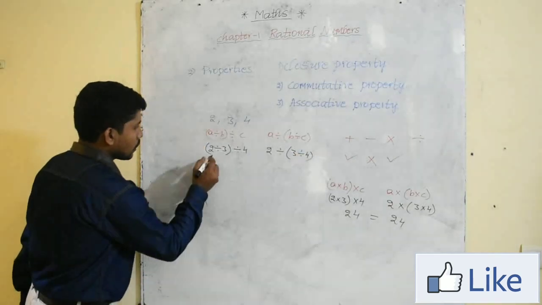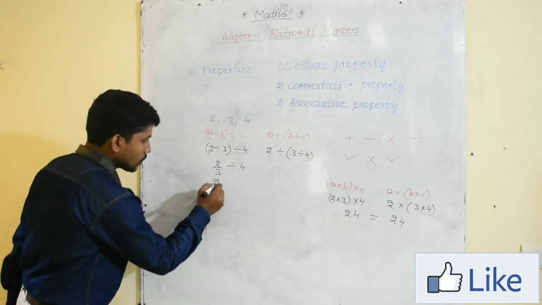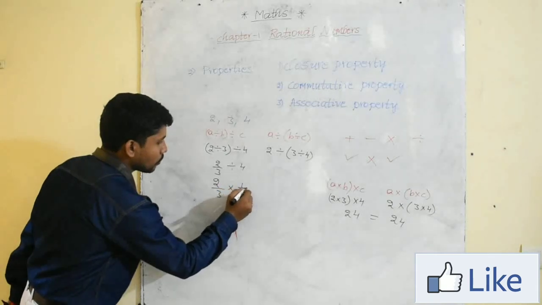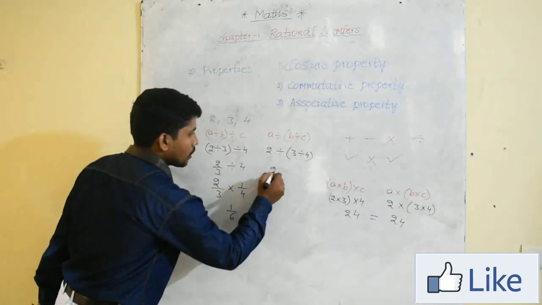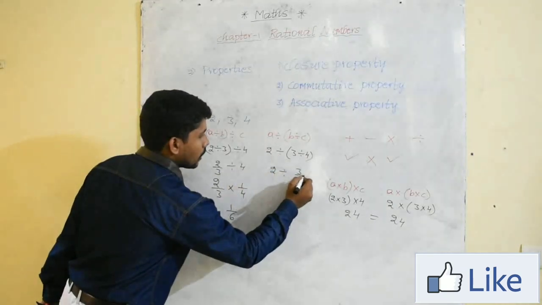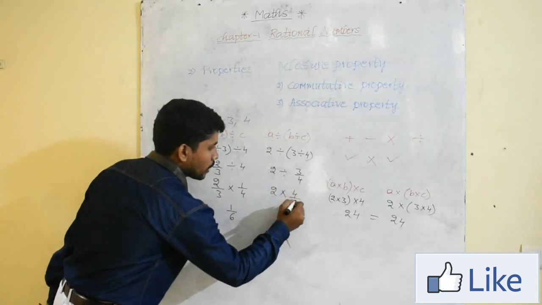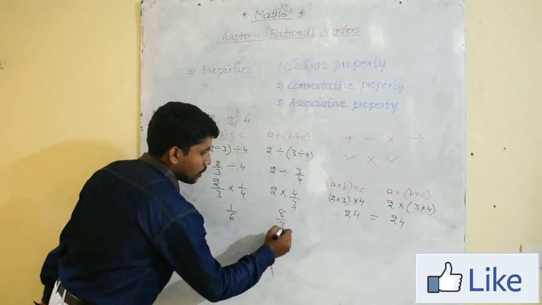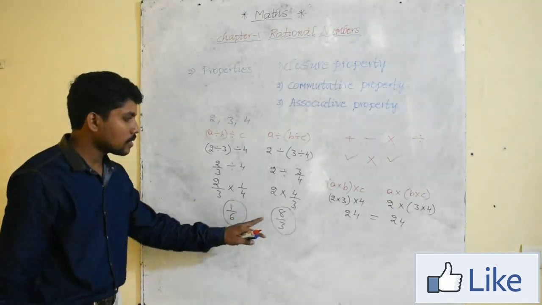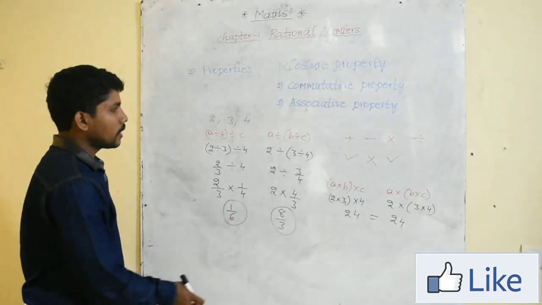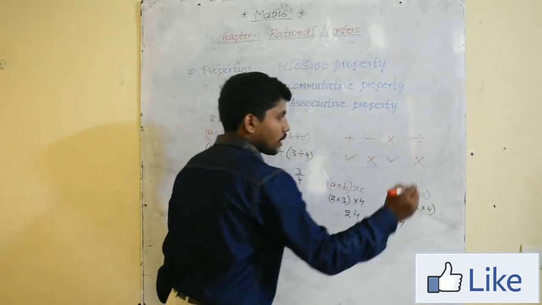Now if you calculate, you will see here 2 by 3 is divided by 4. On simplification, 2 by 3 into 1 by 4, which equals 1 by 6. And for 2 divided by (3 divided by 4), on simplification, 2 into 4 by 3, which is 8 by 3. When you observe the obtained results, 1 by 6 and 8 by 3 are not equal. So under division, the rational numbers won't satisfy the associative property.